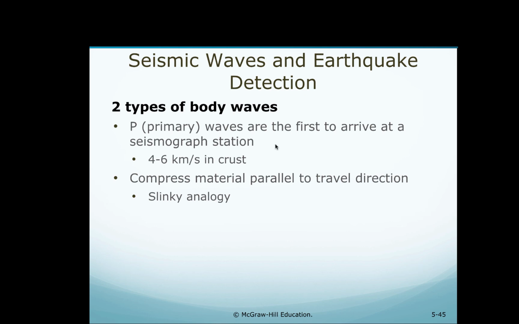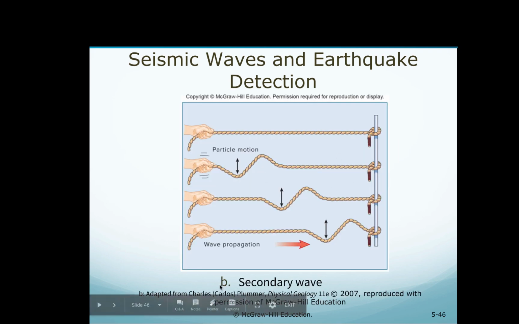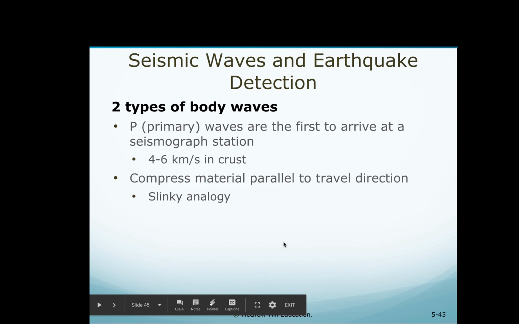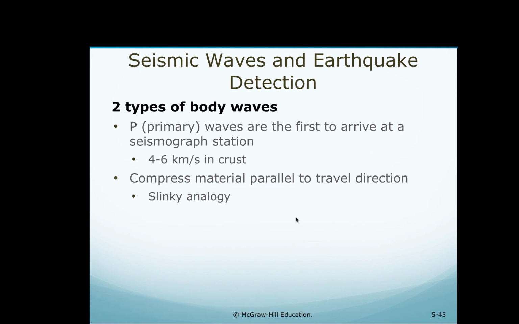The P waves are the first to arrive at a seismic station. They're 4 to 6 kilometers in the crust. They compress material parallel to the direction of travel. The slinky analogy is the P waves.